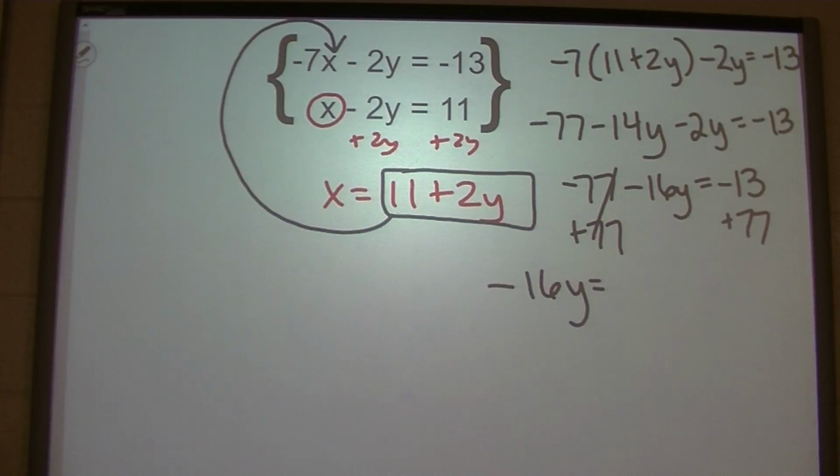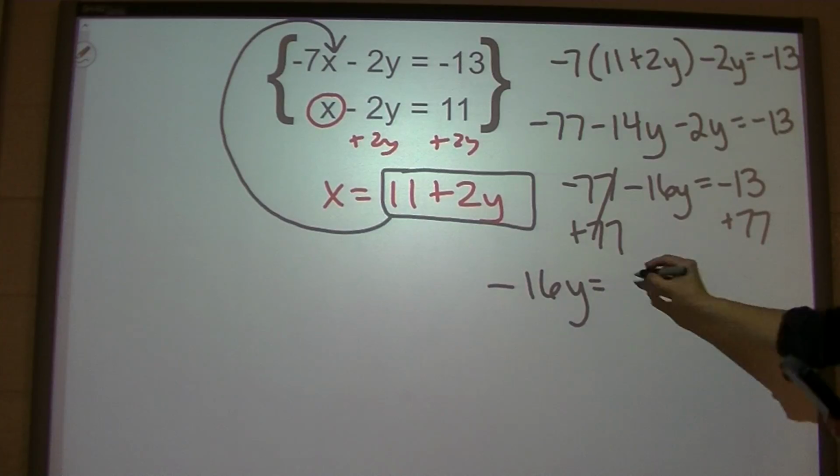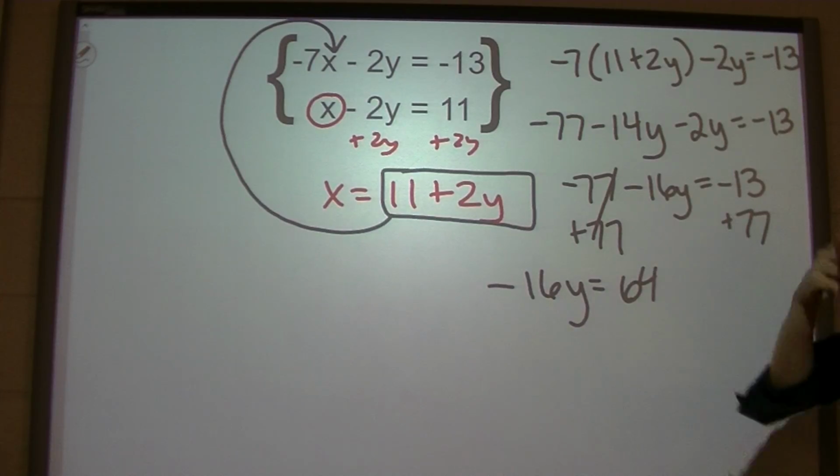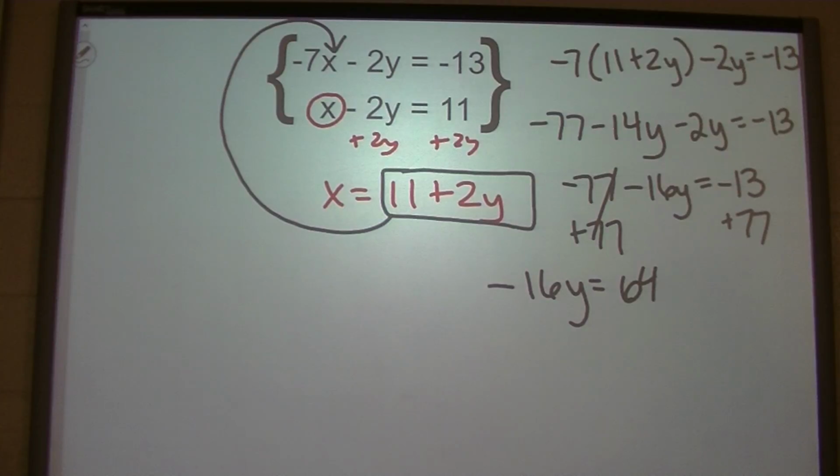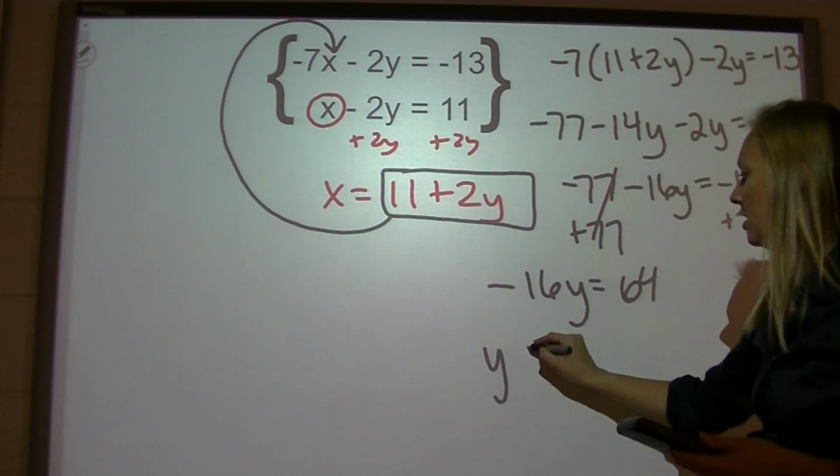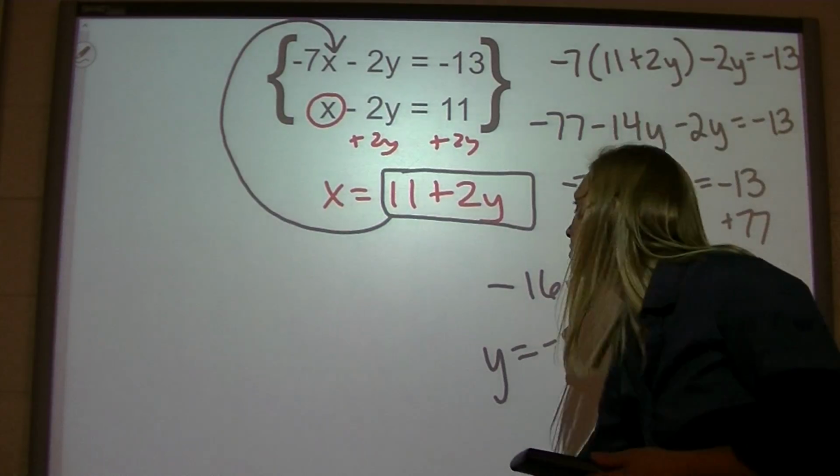Let me grab my calculator and check. Negative 13 plus 77 is 64. So negative 16y equals 64. Divide that by negative 16 so we can solve, and we get y equals negative 4. Oops.